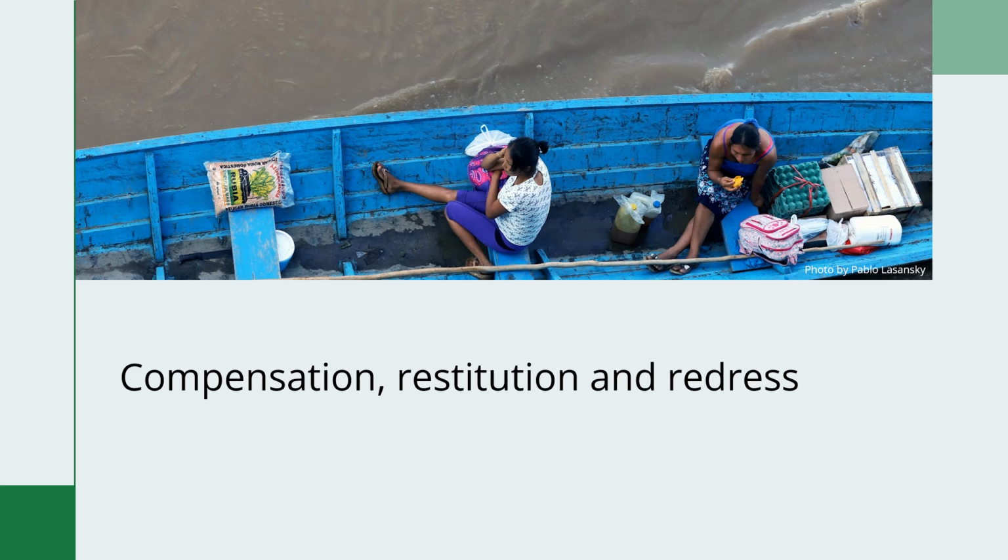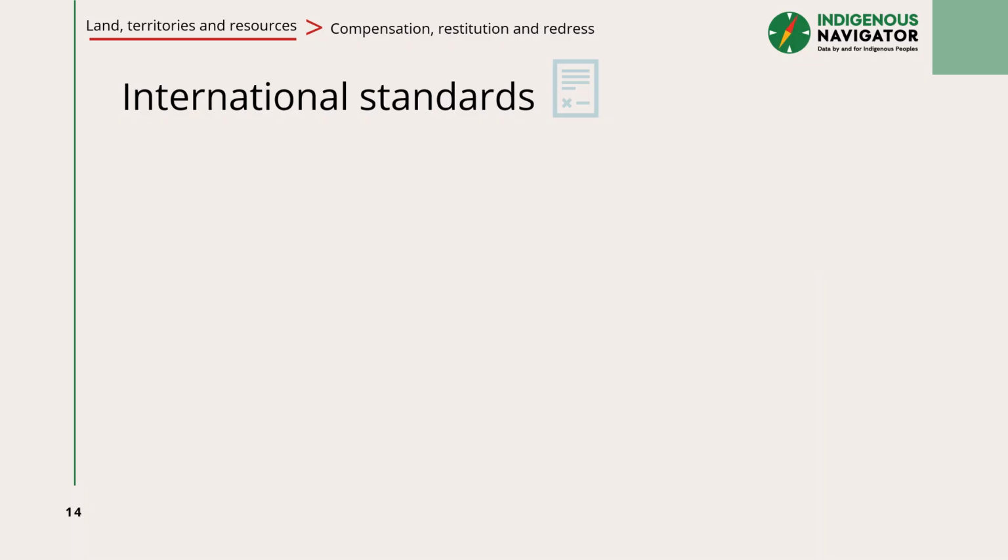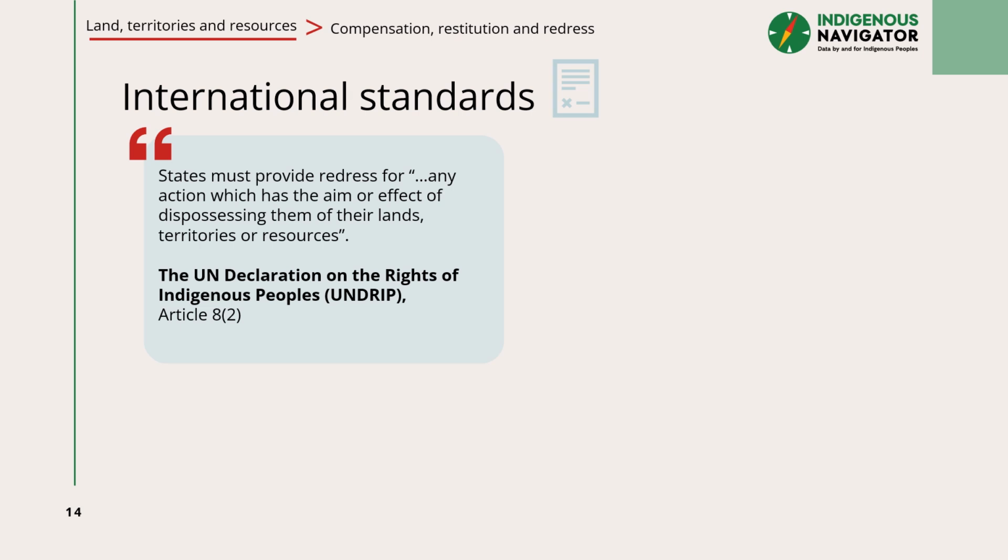The state has an obligation to provide effective redress to Indigenous peoples for any act of dispossession in the context of climate change or related laws, policies, or activities. Article 8 of UNDRIP calls on states to provide effective redress for any action which has the aim or effect of dispossessing them of their lands, territories, or resources.